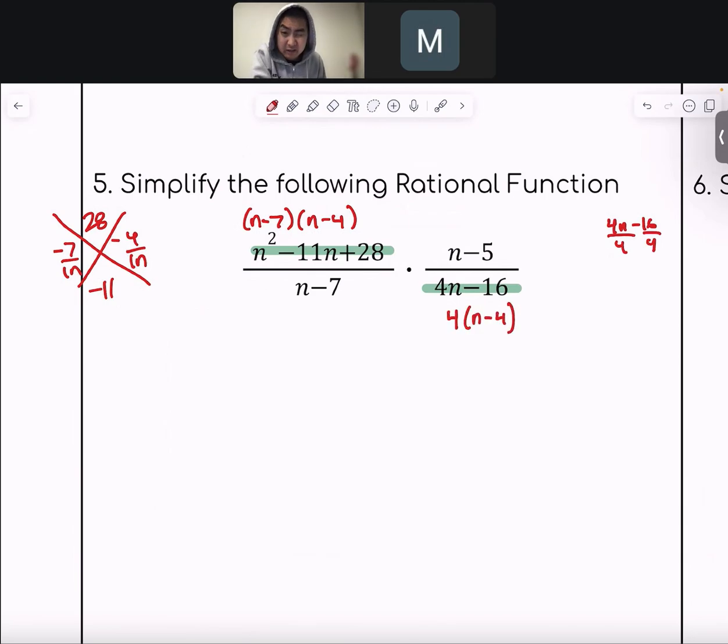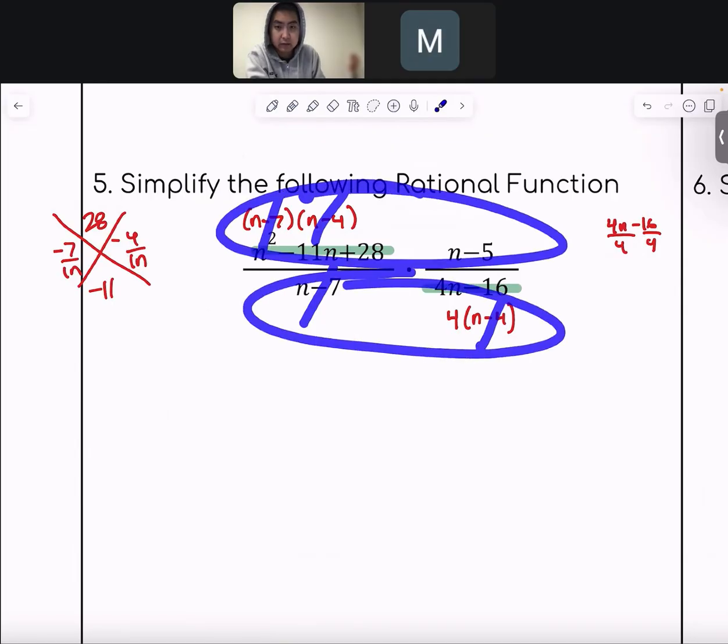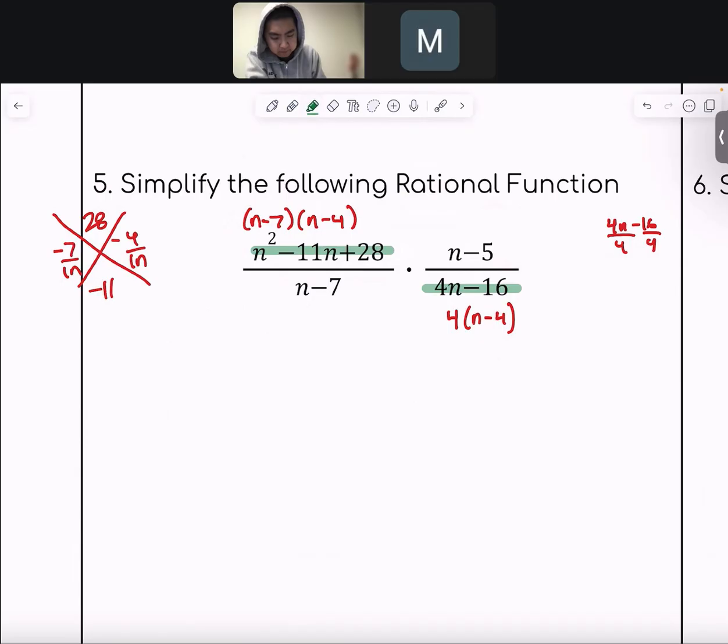This is all I have, so let's cancel. You could cancel these away, and you could cancel these away. Anything from the bottom with anything up top. So that's gone with that. That's gone with that. The only thing that survived was the n minus 5 and 4. So n minus 5 over 4.